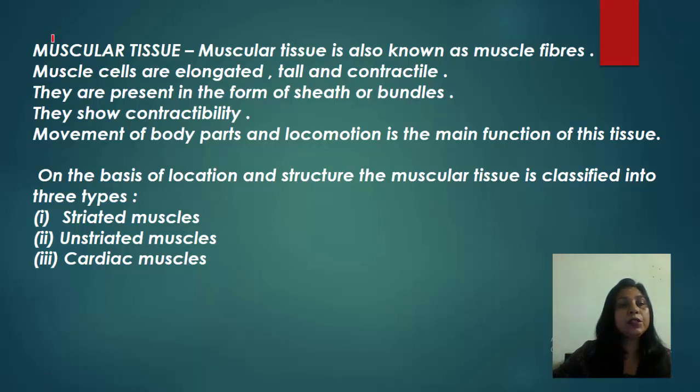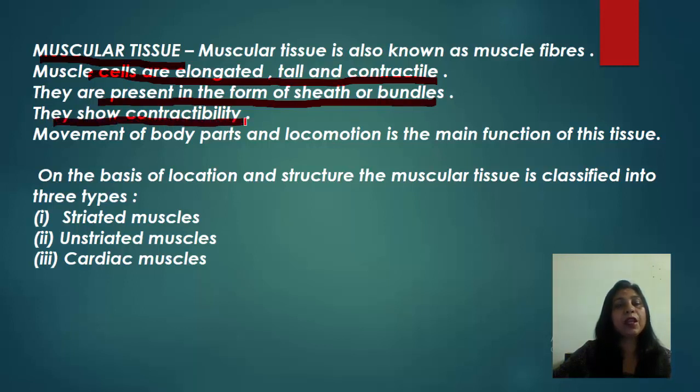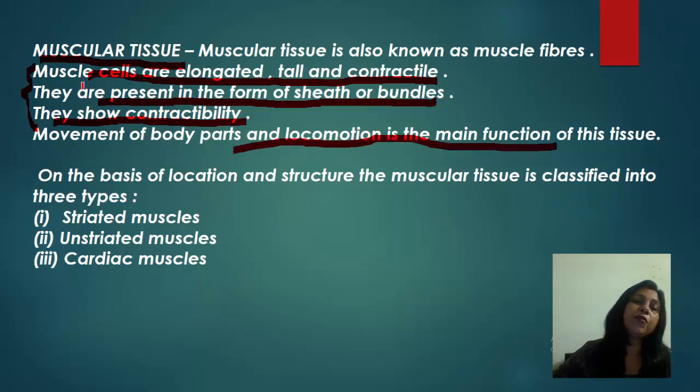Now next tissue is muscular tissue. This is also known as muscle tissue or muscle fiber. Muscle cells are elongated, tall and contractile. They are present in the form of sheath or bundles, and they show contractibility, means they can contract and relax. So these are the characteristics of muscular tissue. The movement of body parts and locomotion is the main function of this tissue. For the function of muscular tissue, you can write it helps in the movement of body parts and locomotion.